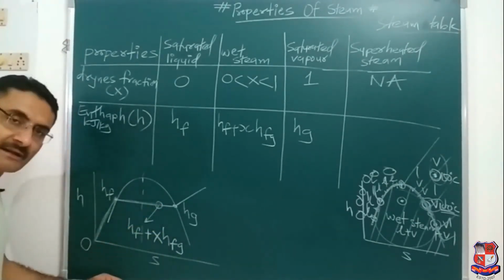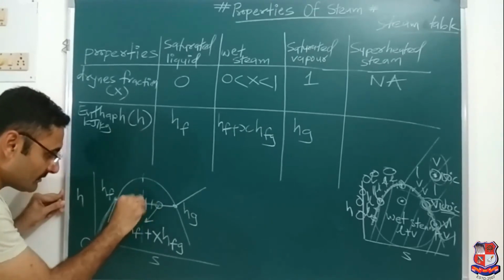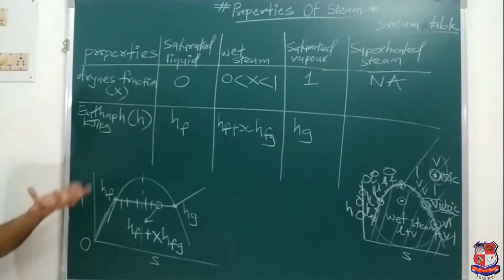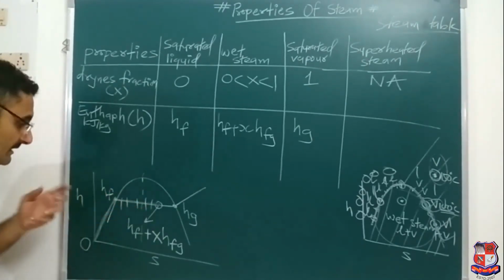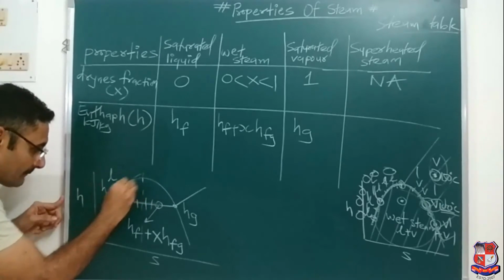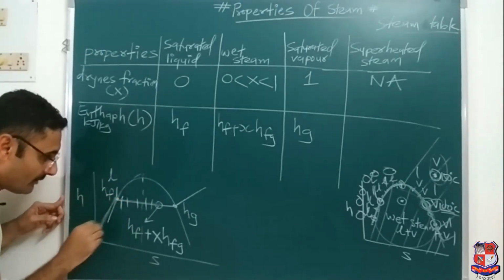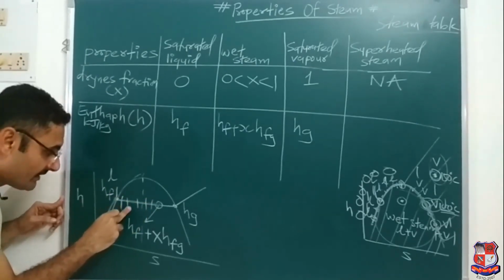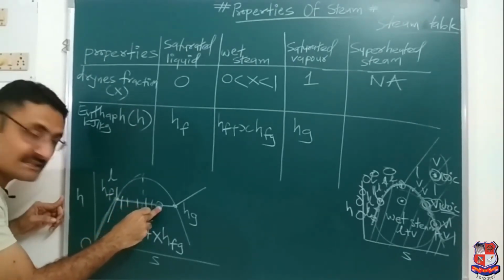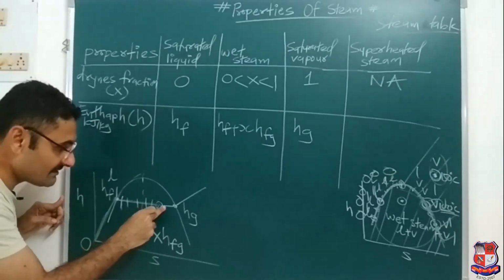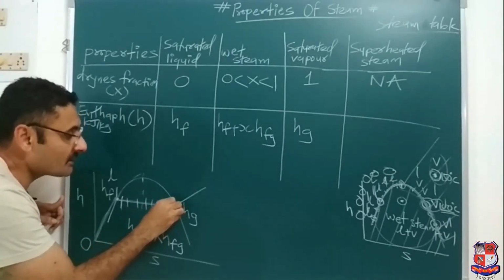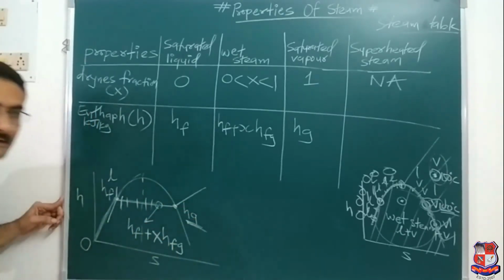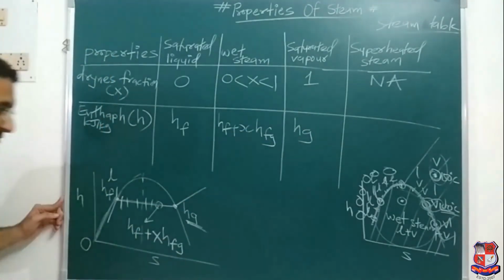On each point a particular x is there; over here, over here, the values of x are different. Why? Because x indicates how much amount of vapor particles are present. Over here liquid particles are present. As you go over here, dryness fraction value will be 10, suppose, because vapor particles are increasing, then 20, 30, 40, 50, 60; on that point dryness fraction is 60, over here 70, 80, 90, and over here 100%. That means the value of x will be 1 for saturated vapor.